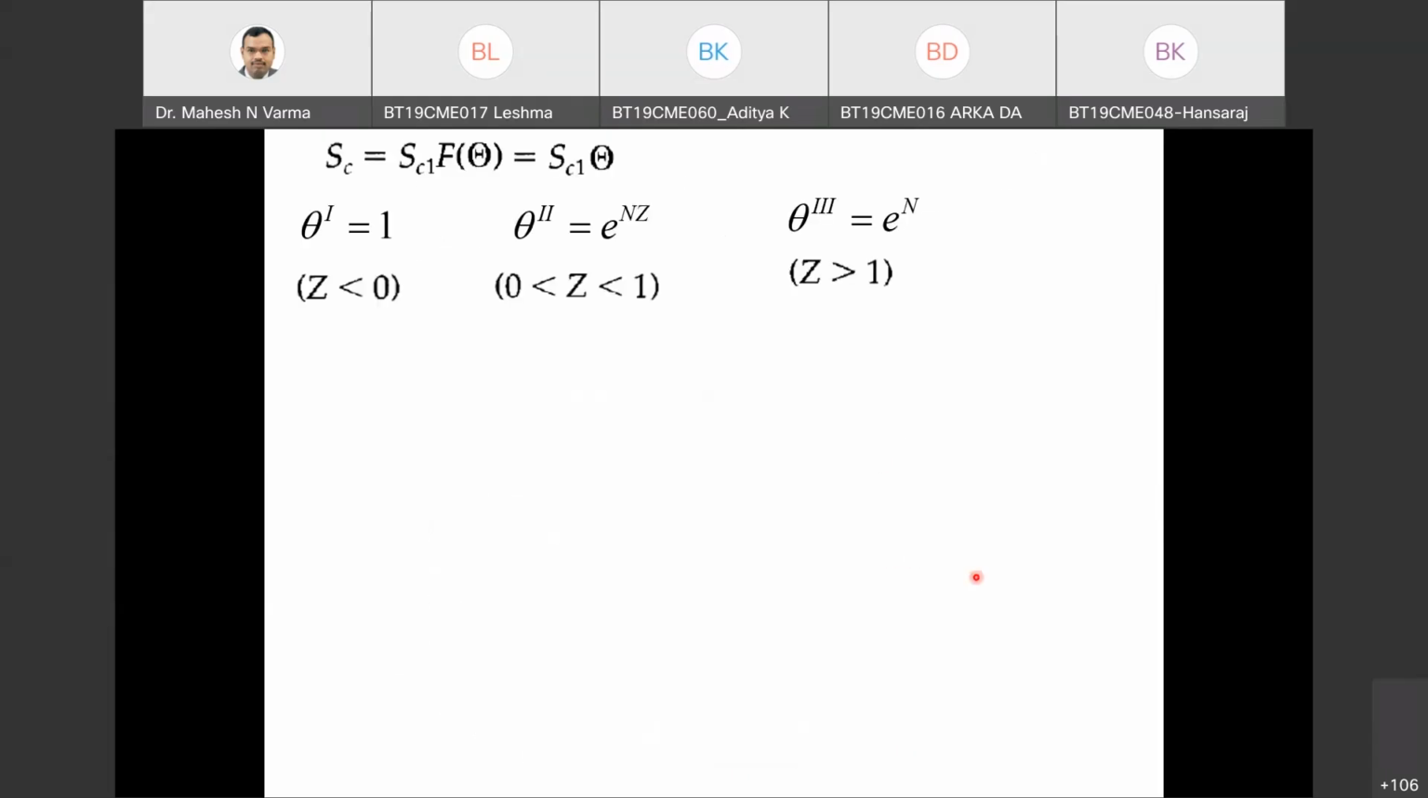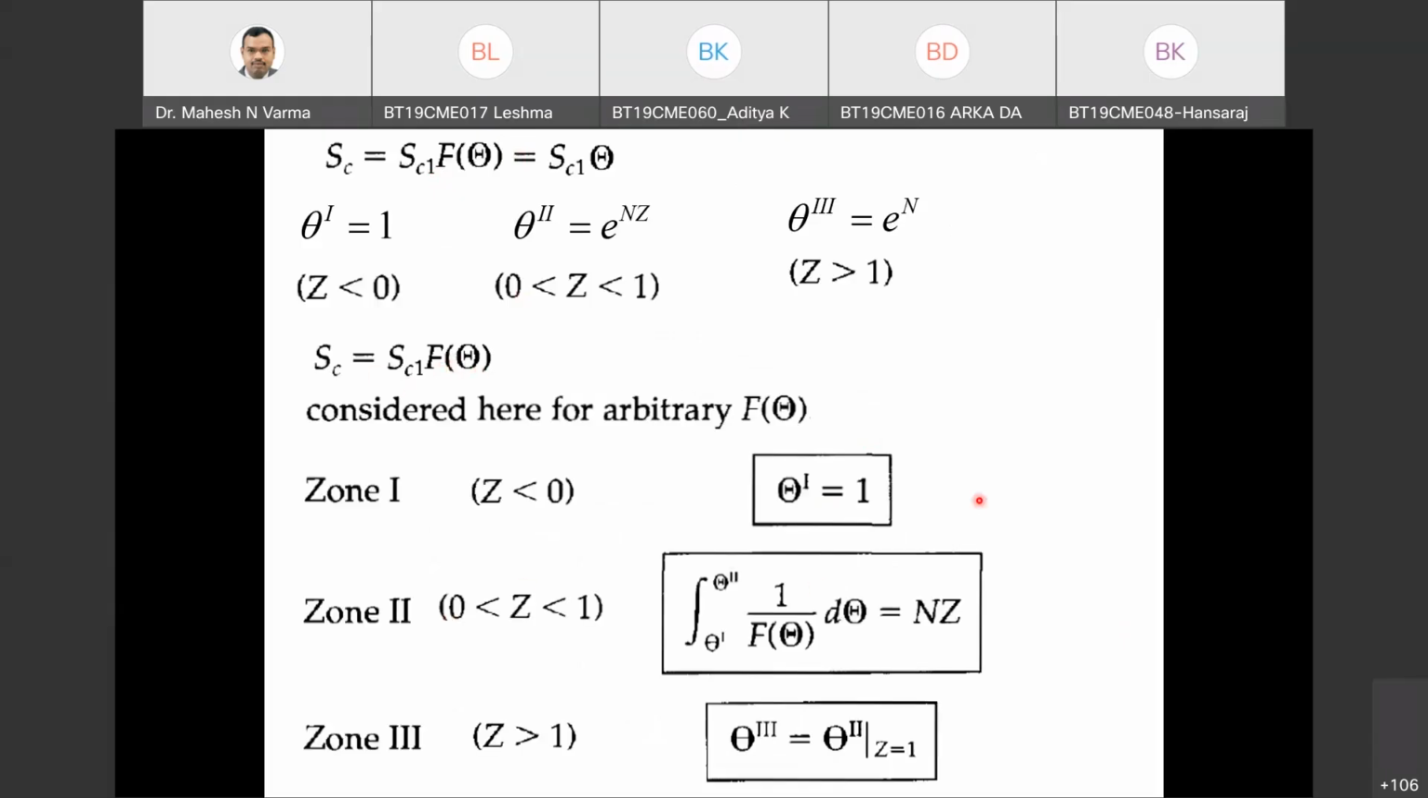So this is what we get when f of theta is given as any arbitrary function. This will be the temperature profile for any arbitrary function. For zone 1, theta 1 will be equal to 1. For zone 2, it will be the integration of this arbitrary function, integral of d theta over f of theta equals nz. And for theta 3, it will be equal to theta 2 evaluated at theta 1. This will be for any arbitrary function. Now you put any f of theta here, and accordingly you will get the temperature profile for any arbitrary function.